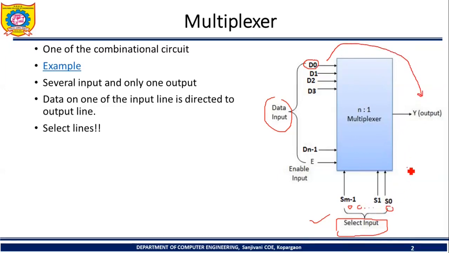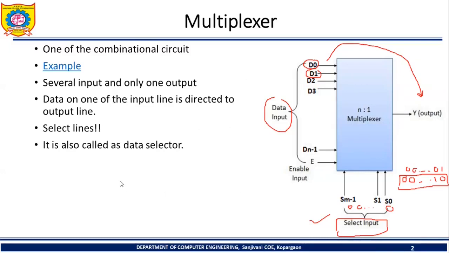Similarly, suppose these selector lines are initially all 0, and suppose at the end we have 0 1. Convert this binary number into decimal, we will get 1. So which input line will be selected? D1 will be selected. Data present on this D1 will be sent to the output line. Similarly, if these select lines have value, suppose initially all 0 and at the end 1 0, convert this binary number into decimal, we will get 2. So which input line will be selected? D2 will be selected. In this way, these select lines are responsible for selecting one of the input lines.